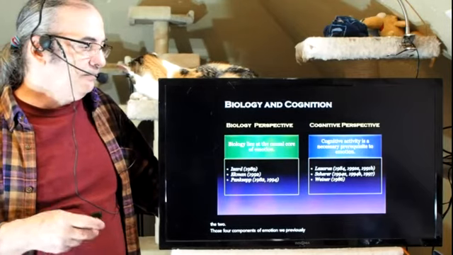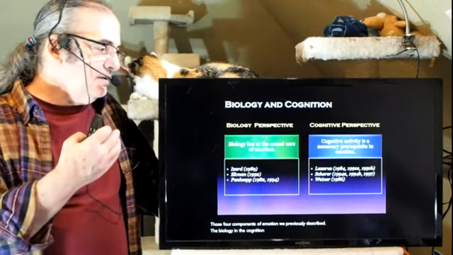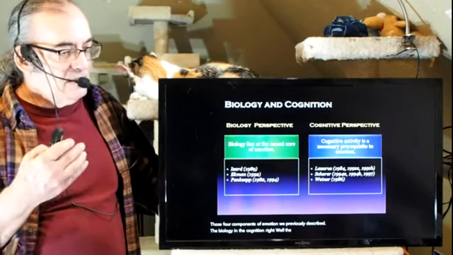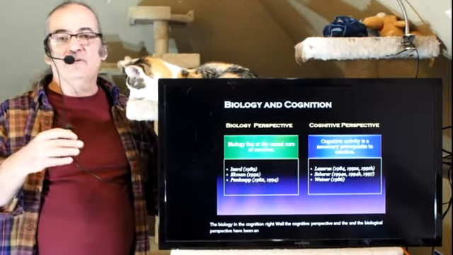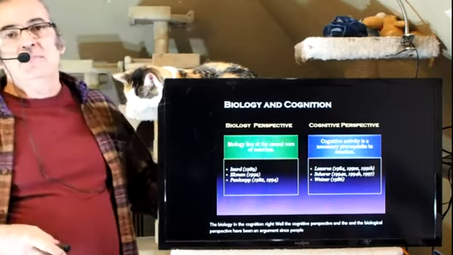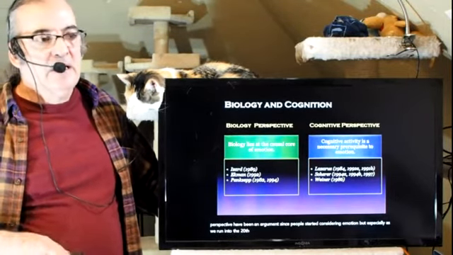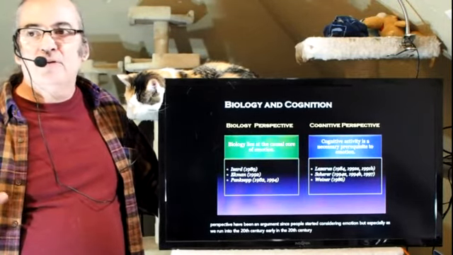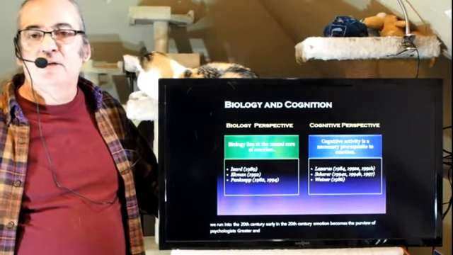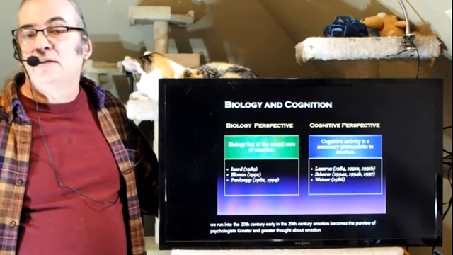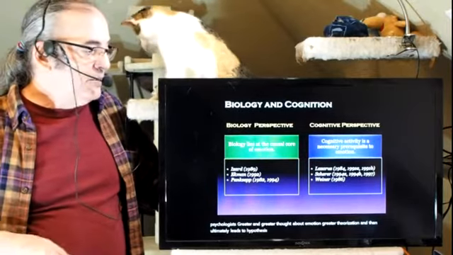Now, the biology and the cognition, right? Well, the cognitive perspective and the biological perspective have been an argument since people started considering emotion. But especially early in the 20th century, emotion becomes the purview of psychologists, with greater and greater thought about emotion, greater theorization, and then ultimately hypothesis testing about the nature of emotion.